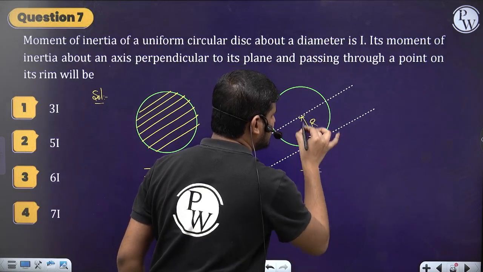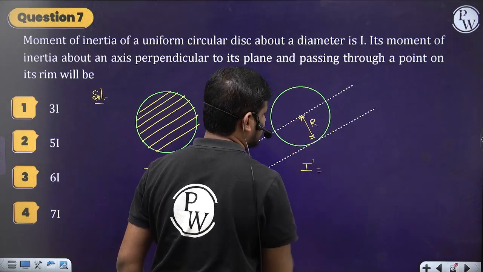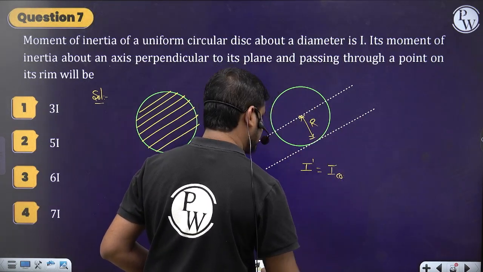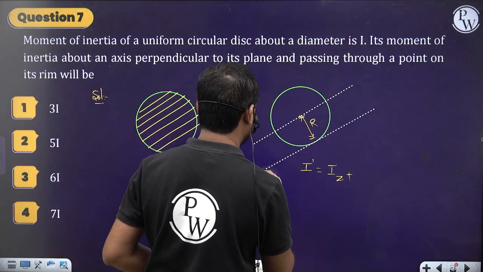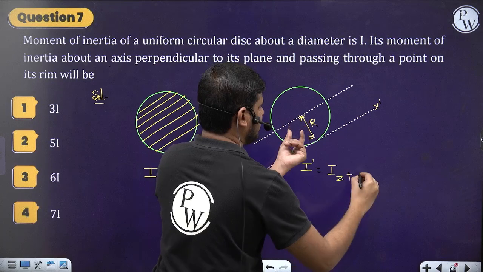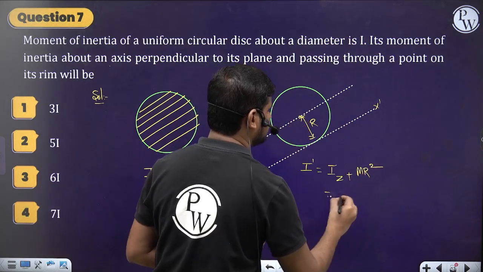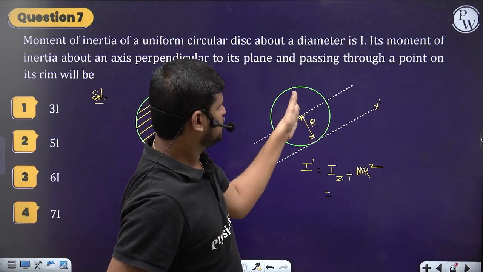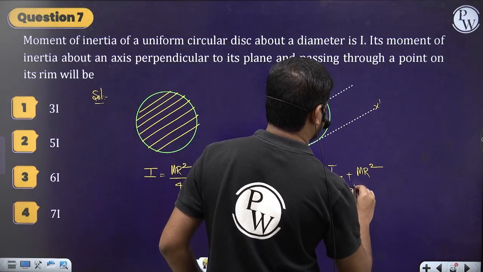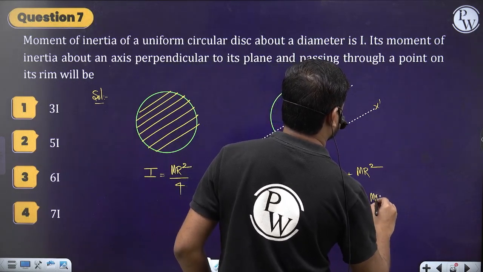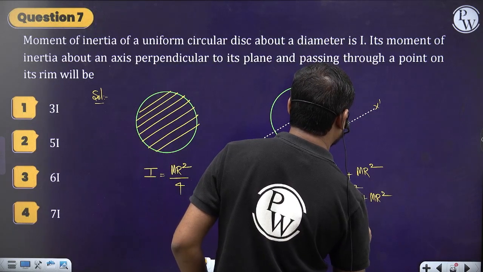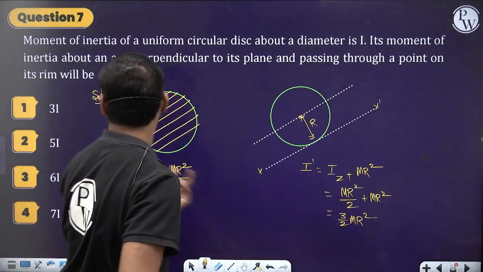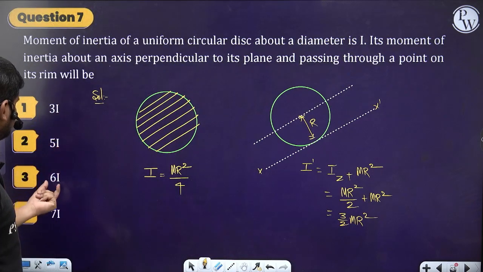So I can write the moment of inertia about its center perpendicular axis, I about z, plus mr square, since we need this about x dash. Iz for the disk about its center perpendicular to the plane of the disk is mr square by 2. Plus mr square, which is nothing but 3 by 2 mr square. Actually we need this in terms of I, because the options are given as 3I, 5I, 6I, 7I.